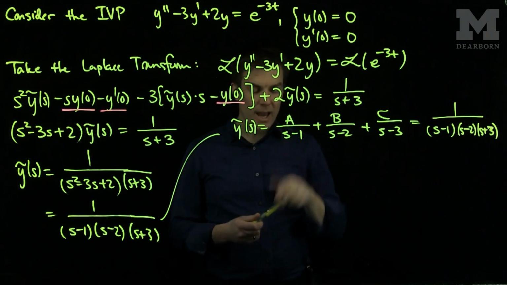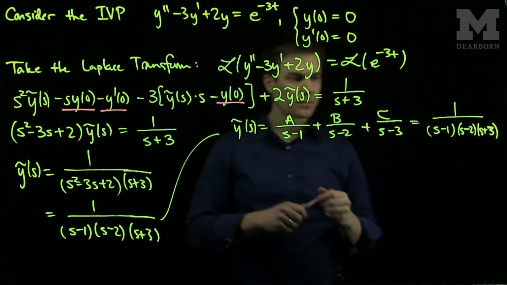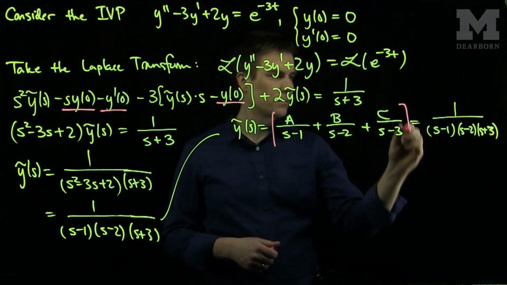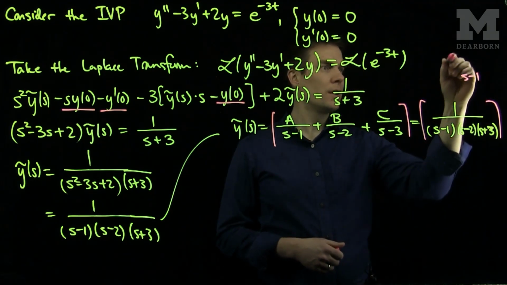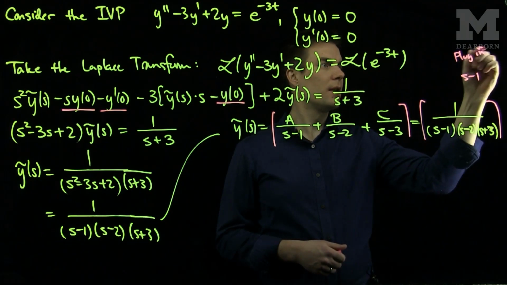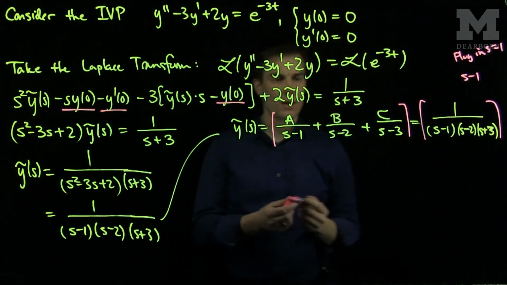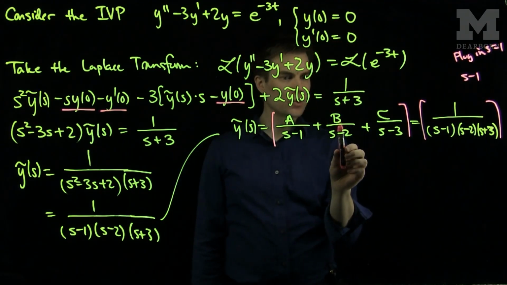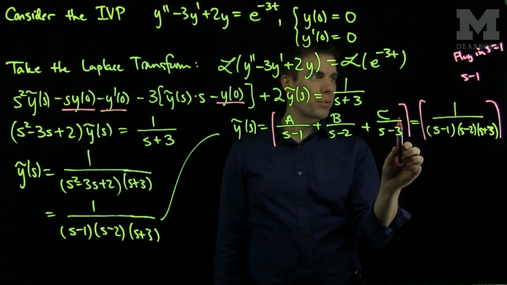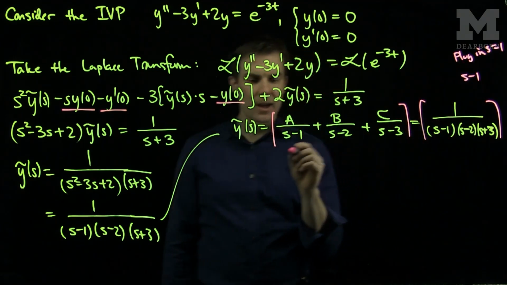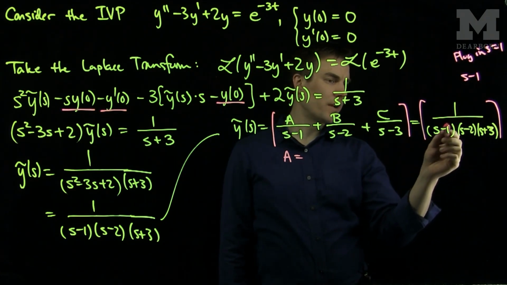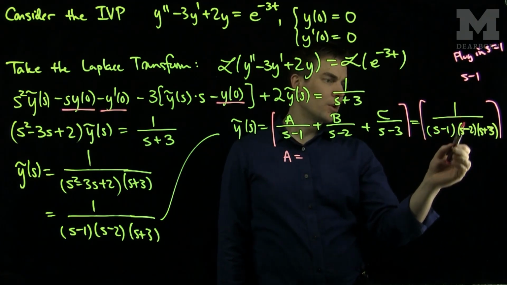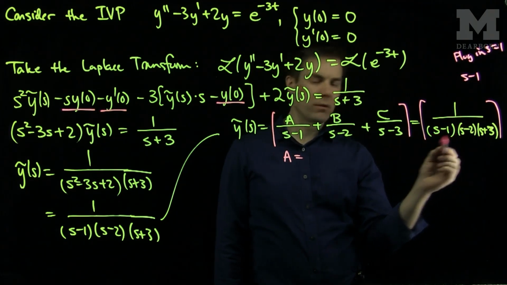Now, to find a, we can take this relationship and multiply by s minus 1 and plug in s equals 1. If we do that, if I multiply by s minus 1, this term and this term will vanish when I plug in s equals 1. And I'll be able to conclude from this that a is the value of this function over here if I forget about this s minus 1 term. So it'll be negative 1 over 4.